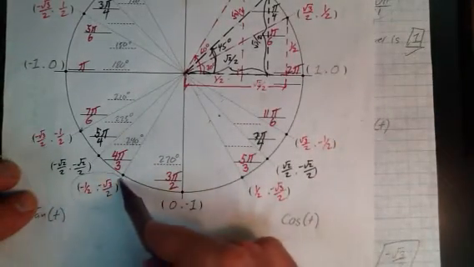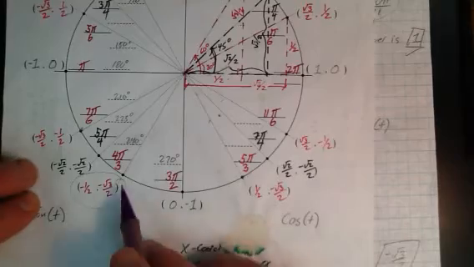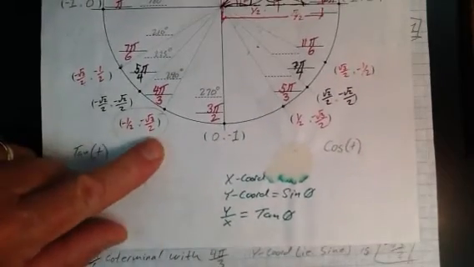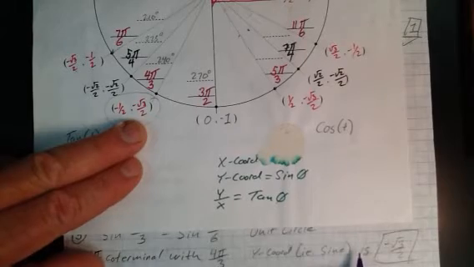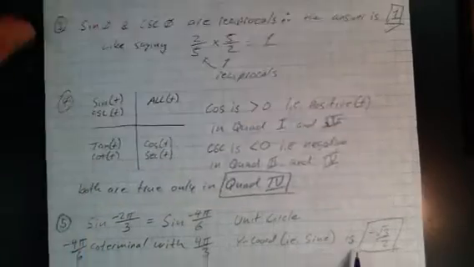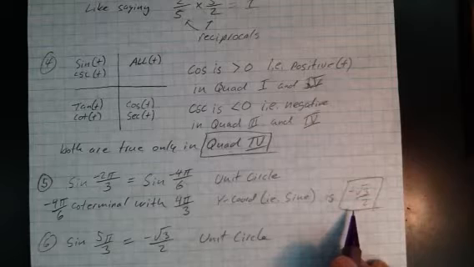All right. So that is coterminal with 4 pi over 3. And there's my mistake. 4 pi over 3. And what's our y-coordinate there? Negative square root of 3 over 2. And that is the sine, and that's what they're looking for. So that's my answer.